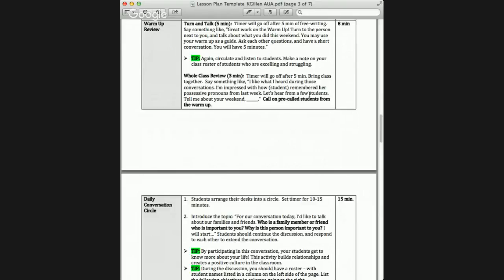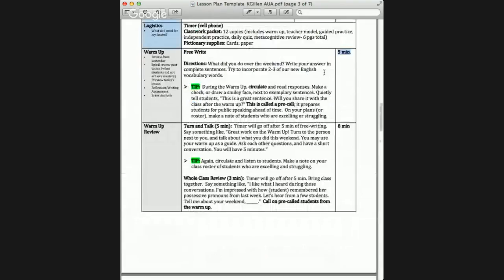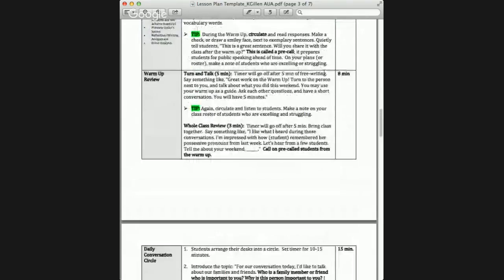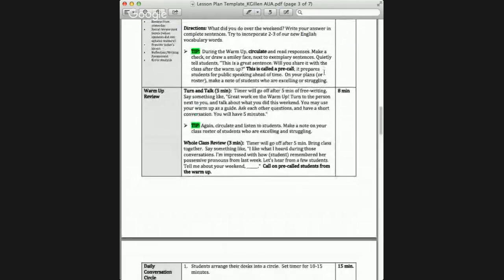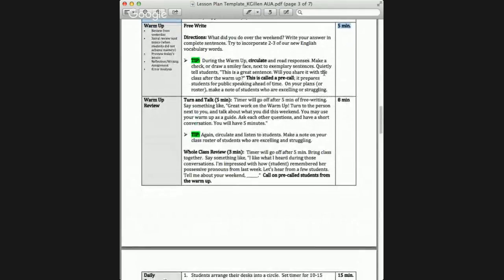So it's a great example of how we've already incorporated writing and speaking, and we've already framed things really positively for students and tried to build confidence within the first 13 minutes of the lesson. It's a great way to start your class and get everybody warmed up and in a good mood.